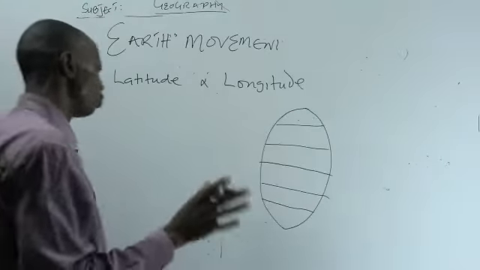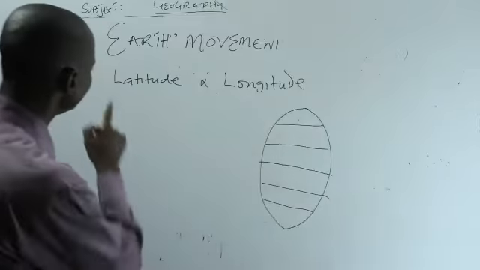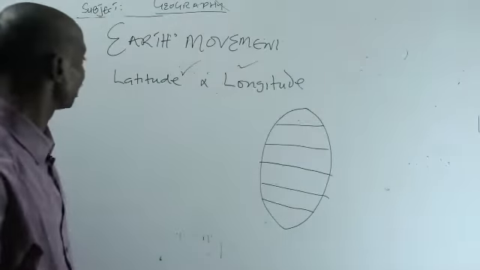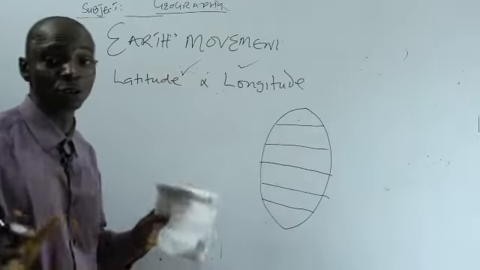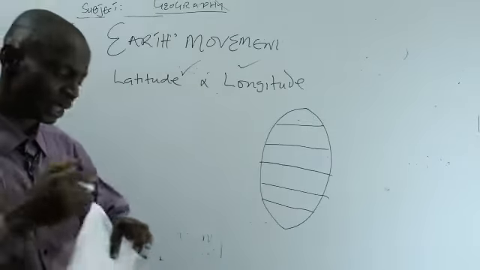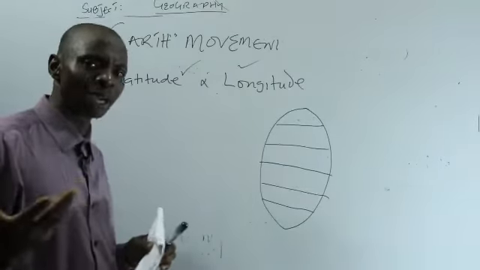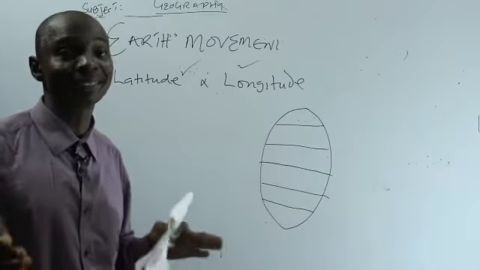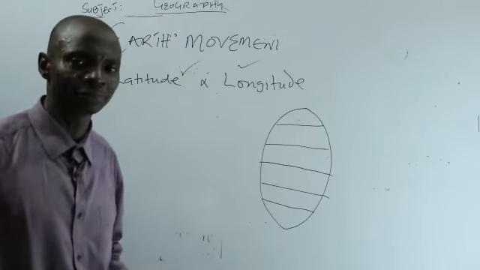Now, before we even draw the line, let me tell us what is latitude and longitude. They are imaginary lines drawn on the map or on the globe. What do we mean by imaginary? You imagine that they exist, but you cannot see them.